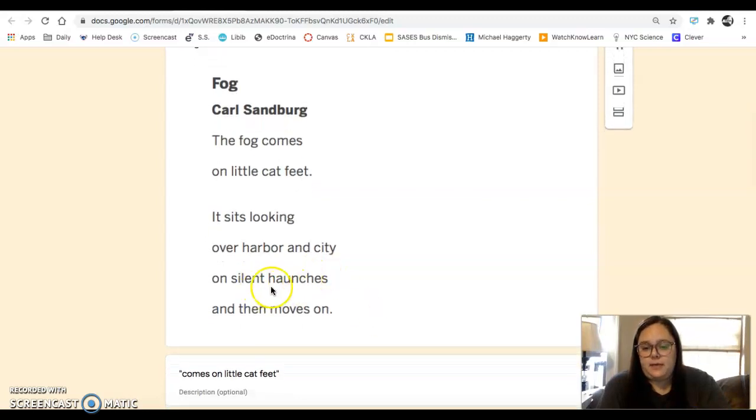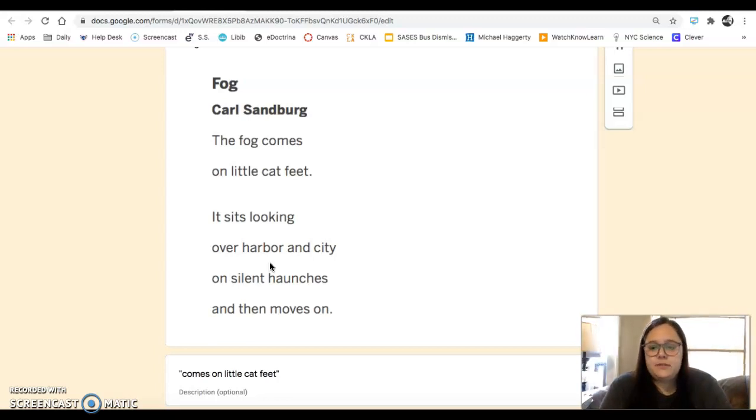I do want to say that this word right here, haunches, that's like the back part of a cat's leg. So it's basically saying that the cat is sitting on its back legs silently. I'm going to read it one more time. Again, think about what's being compared to the fog and think about how they are similar. Why is it being compared to the fog?